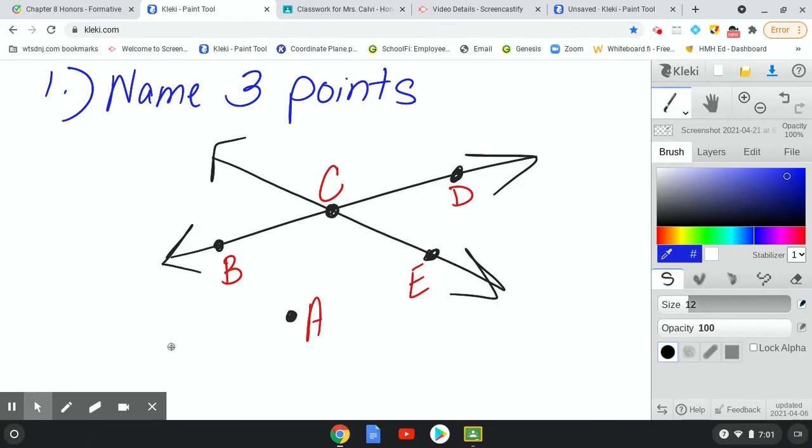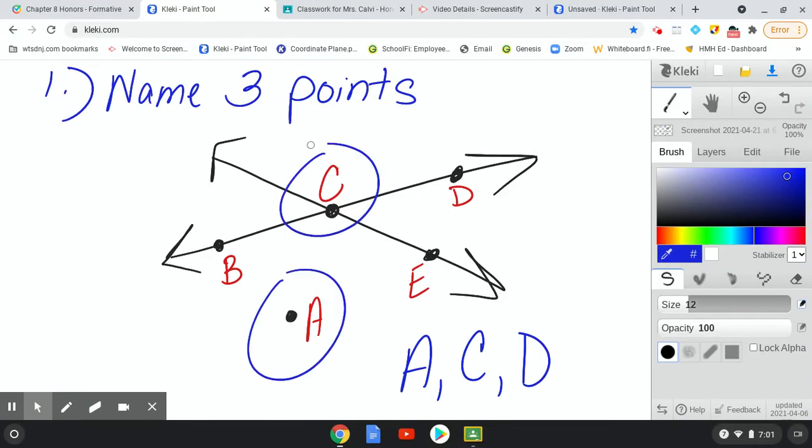Okay, so here I have points, lines, and planes. My first thing I want to do is name 3 points. Based on what we just learned, a point is an exact location, and it usually is represented as a dot. So I can choose point A, point C, and point D. So A, C, and D, those are all points. Okay, pretty simple. Now let's see if we can identify lines.